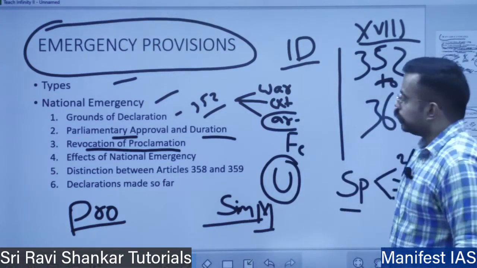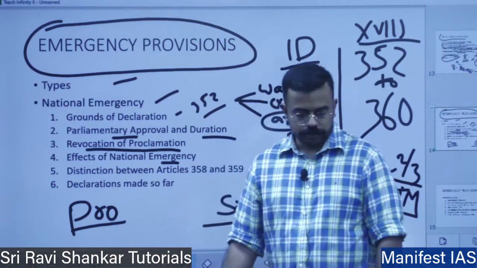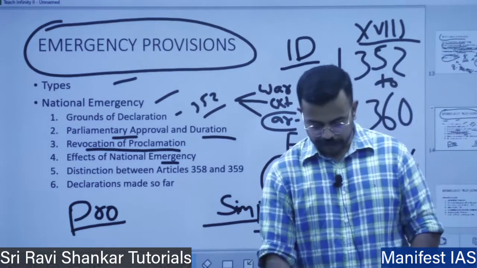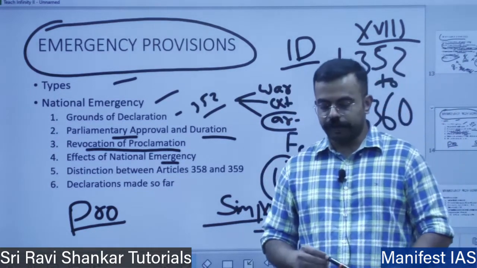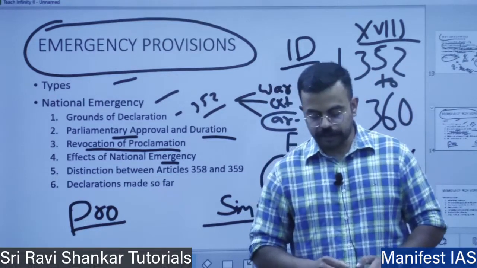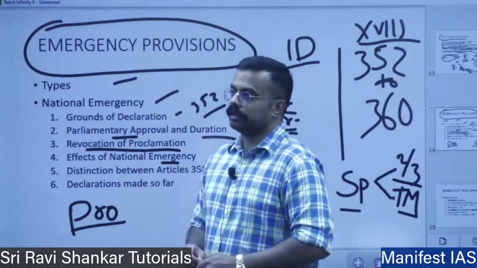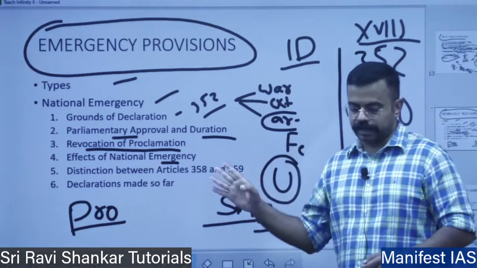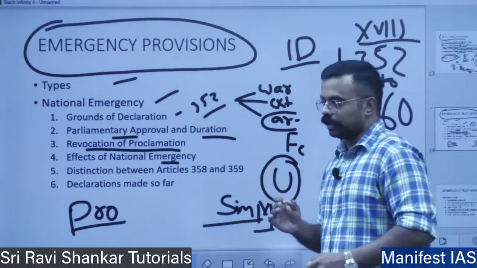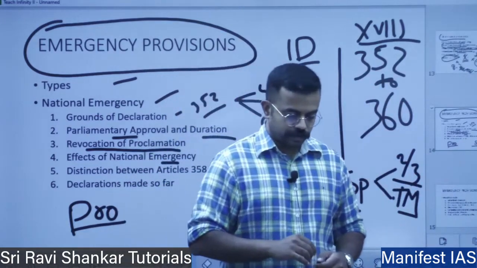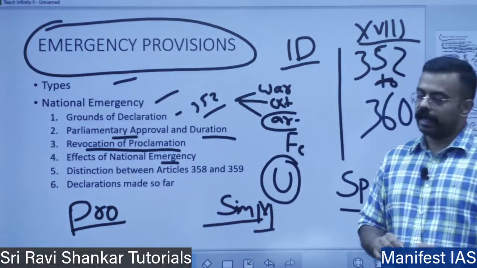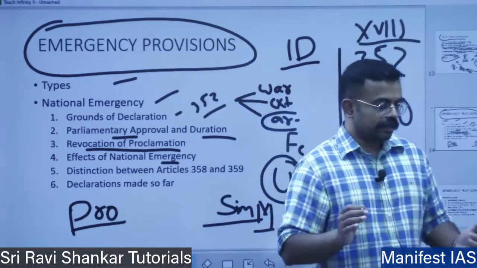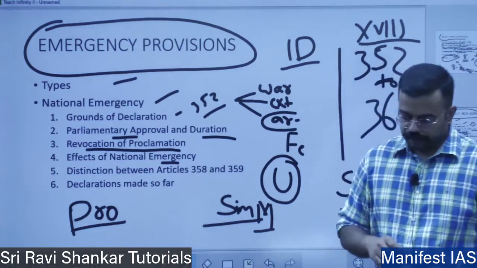So what are the effects of national emergency? There are many effects. First, effects on central state relations. What is the effect on executive relation? During a national emergency, the executive power of the center extends to the executive power of states as well. Center can give any direction to state in any matter. That is the executive relation. Next comes legislative relation. It means the parliament can enact laws even in the state subject list. Any matter in the state list, the parliament can enact a law during emergency.